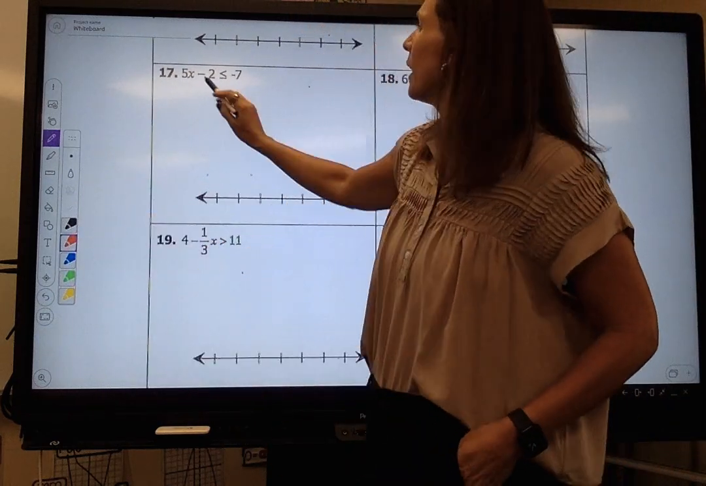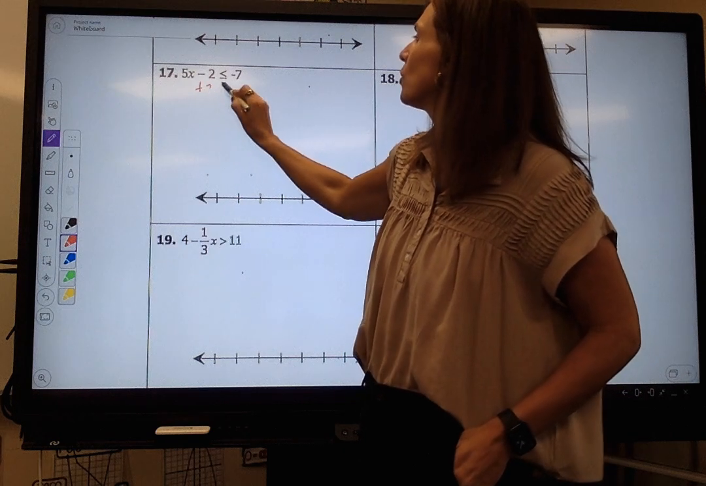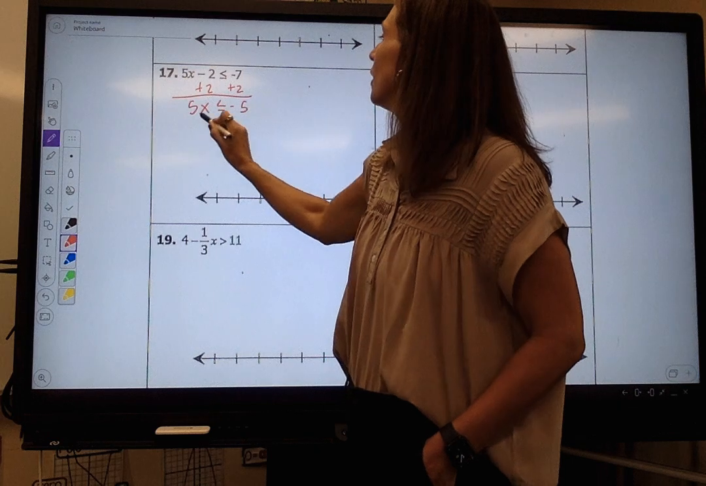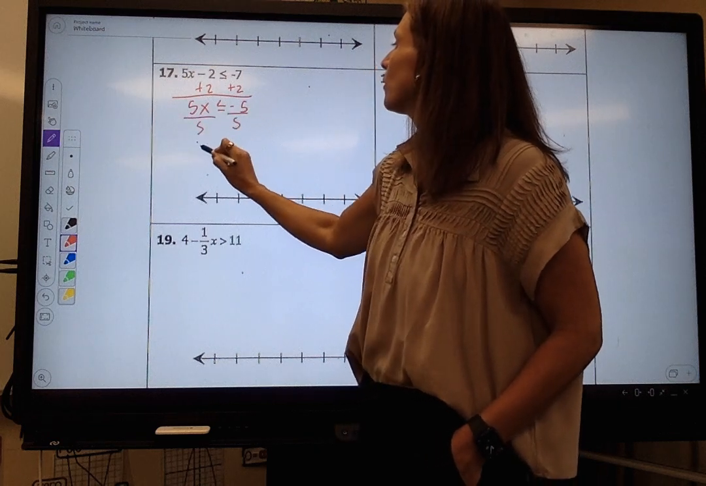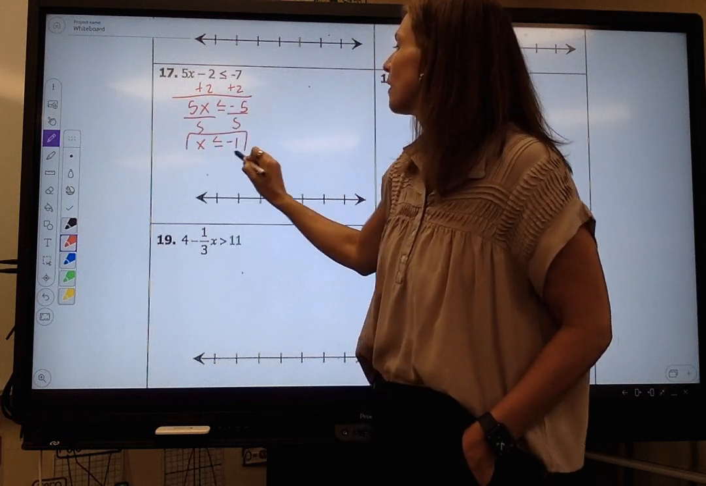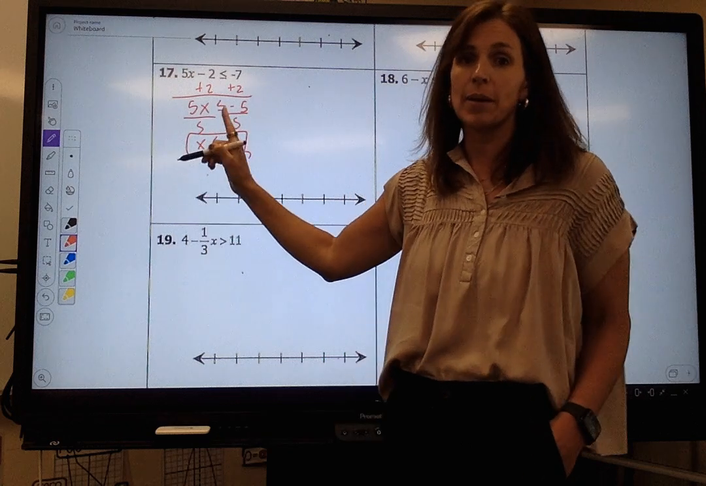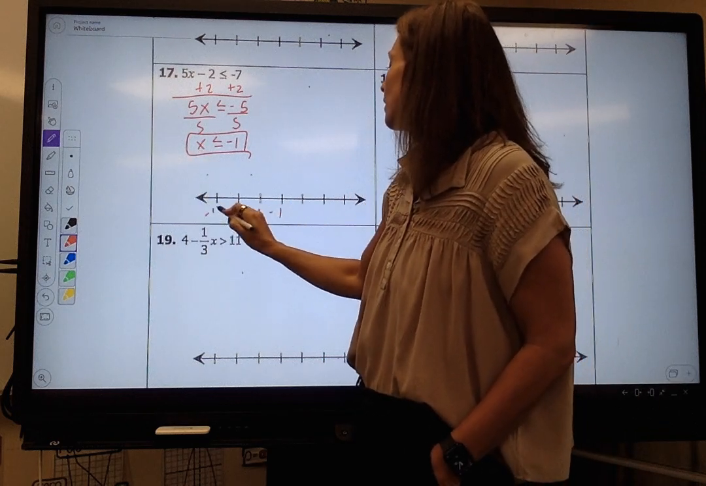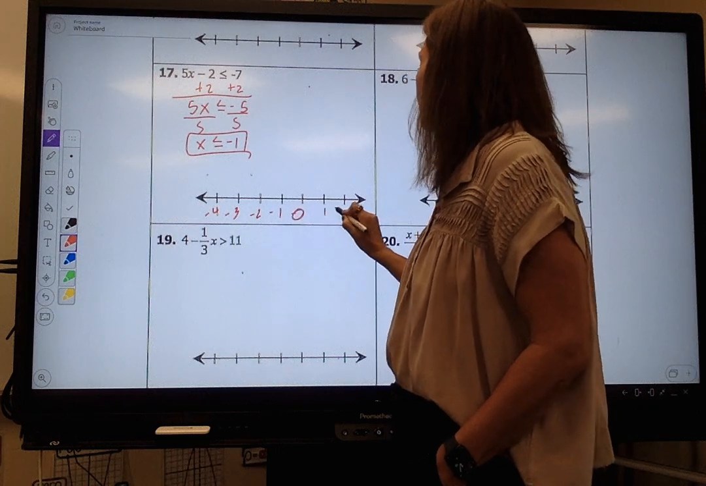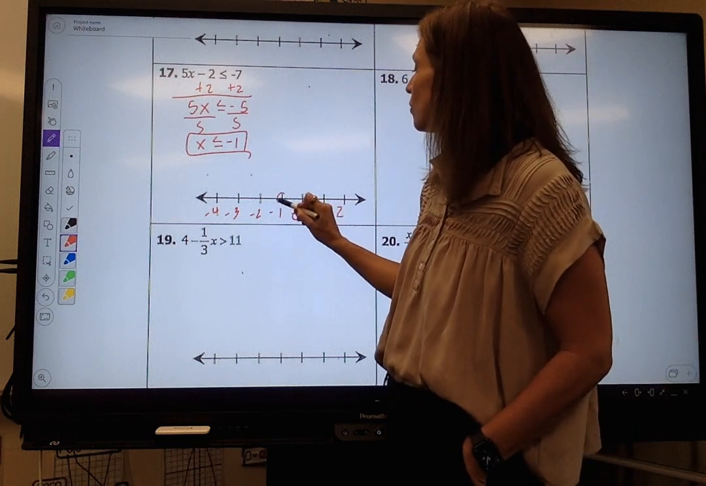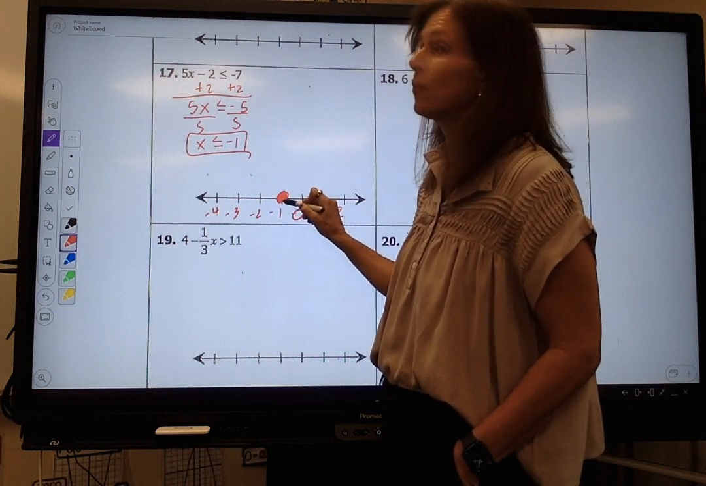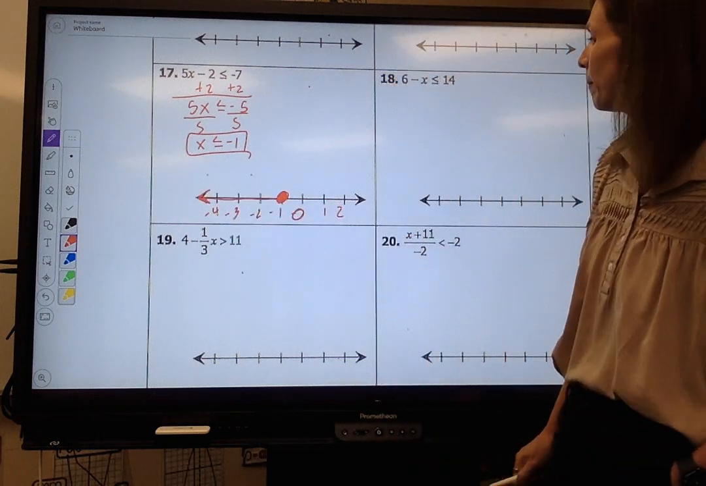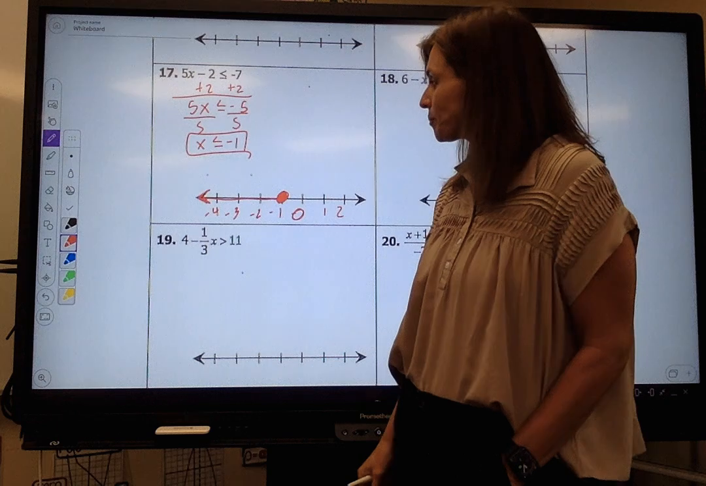All right, so here I'm just going to add 2 to both sides. Additive inverse. Divide by 5, separate those terms. X is less than or equal to -1. That's my inequality statement. I'm looking for that. Now I have integers to the left, and integers to the right. It's a closed circle on -1 because -1 is a solution, and anything to the left. Right?